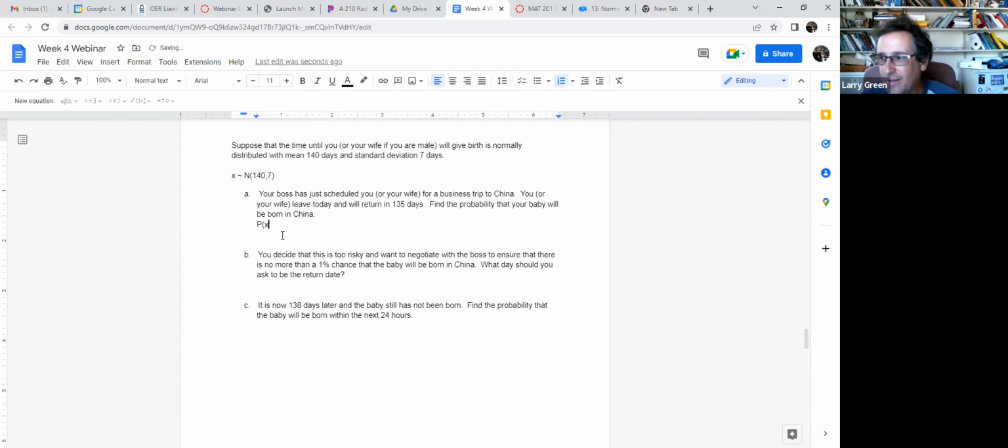Probability that X is less than 135. Not 135 to 140, X is less than 135, because if the baby is born before day 135, it's born in China. If it's born after day 135, it's born here. Does that make sense? Any questions on that?